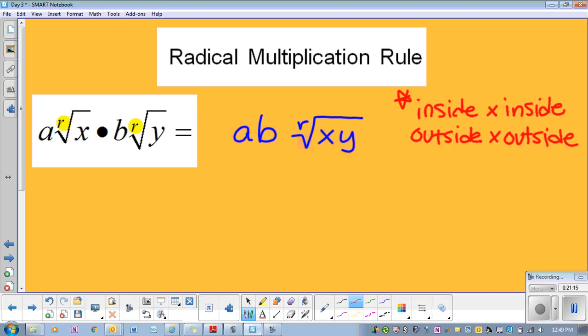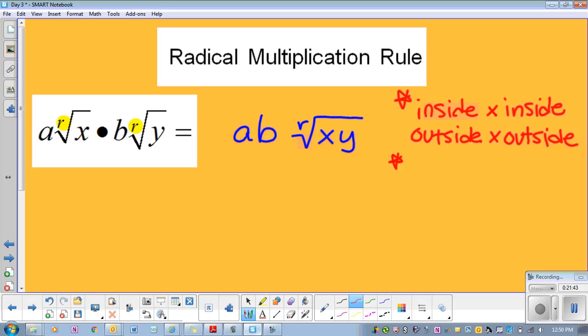Okay. So basically the rule is inside stuff multiply each other. Inside times inside. Inside meaning inside the radical. Outside meaning outside the radical multiply each other. Does that make sense? You can't go outside times the inside. You can't do that. Outside times outside, inside times inside. Okay?